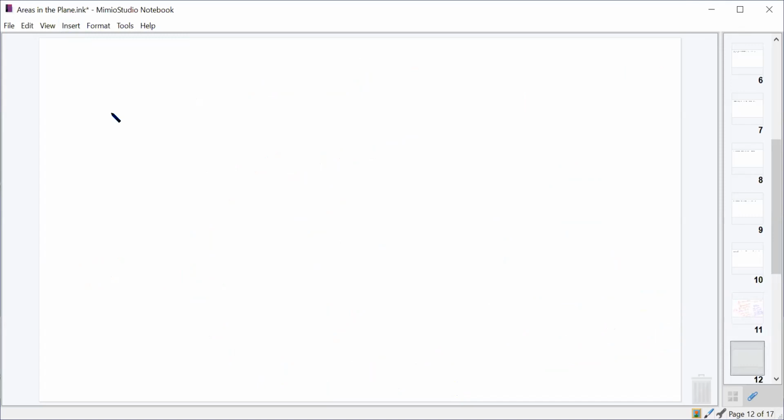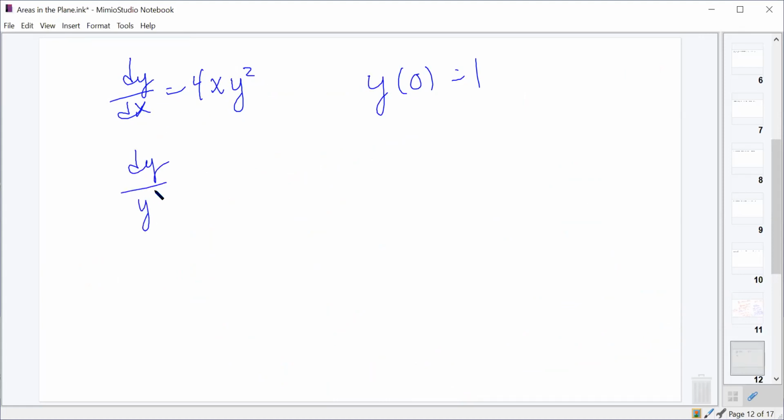It was dy dx equals 4xy squared, and then y of 0 equals 1. Okay. So again, separate the variables. So dy over y squared equals 4x dx. And then dy over y squared, that's like y to the -2 dy. And this side will become 2x squared plus a constant when you integrate it.